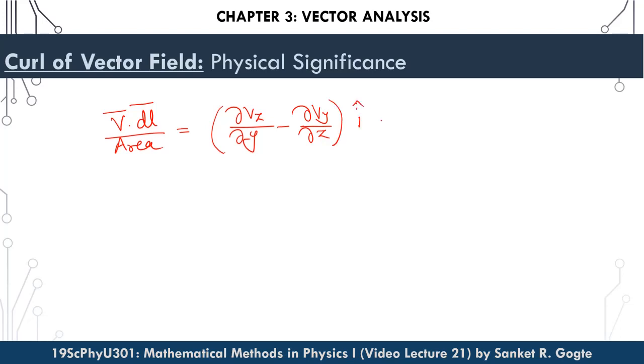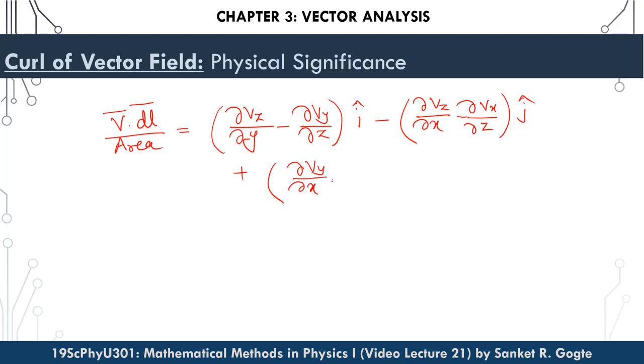This is x component minus y component is ∂vz/∂x minus ∂vx/∂z plus the z component is ∂vy/∂x minus ∂vx/∂y. This is the z component.